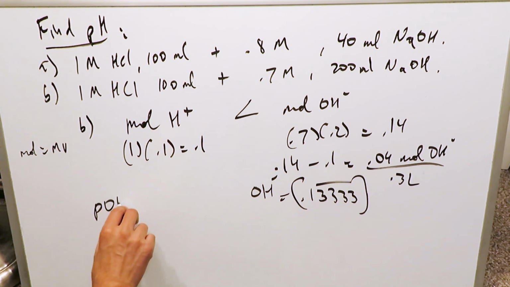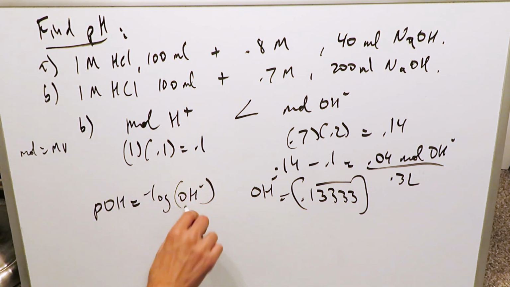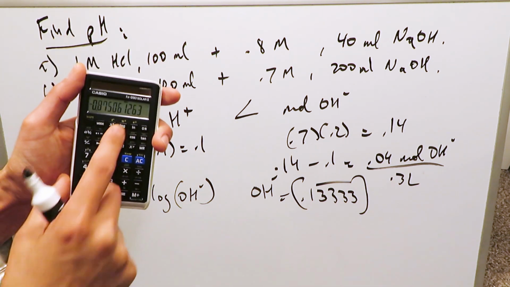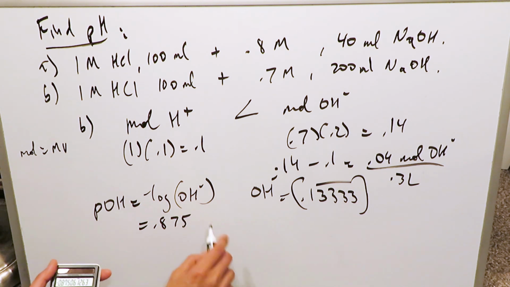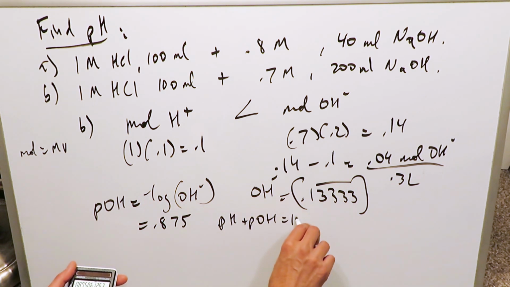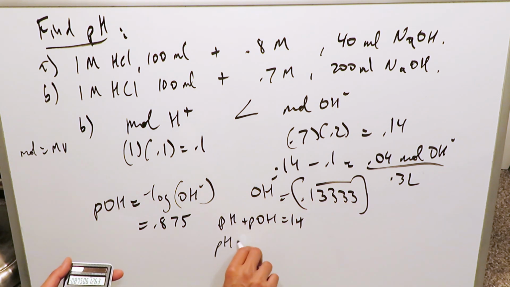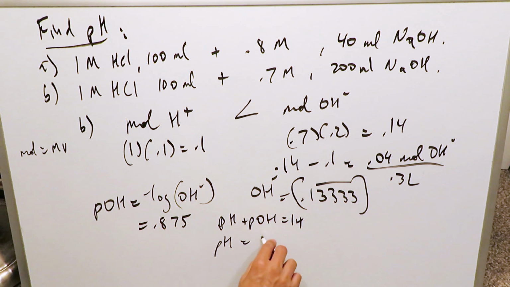You're going to do the pOH calculation. pOH is equal to negative log of OH minus, so run this through. The log of 0.133 is 0.875. But pH plus pOH is equal to 14. Therefore, pH is equal to 14 minus this. What will we get? 13.12. That will be the pH of this system, which will be extremely basic.